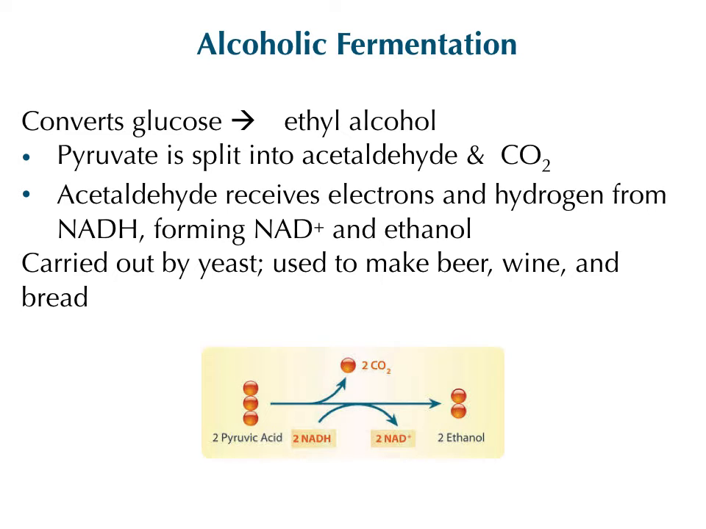Alcoholic fermentation takes our glucose and it will convert it to ethyl alcohol. So we undergo glycolysis and form our pyruvate. The pyruvate is then split into acetaldehyde and carbon dioxide. The acetaldehyde will then receive electrons and hydrogen from our reduced coenzyme that we made during glycolysis, the NADH, and will reform our oxidized coenzyme, NAD+, and along with that, ethanol, ethyl alcohol.